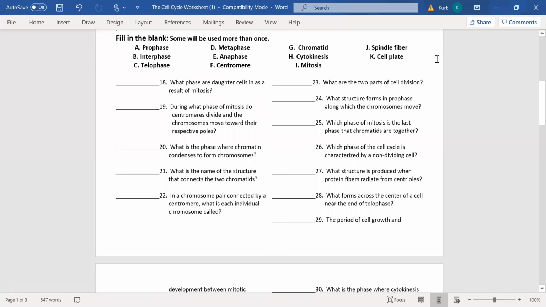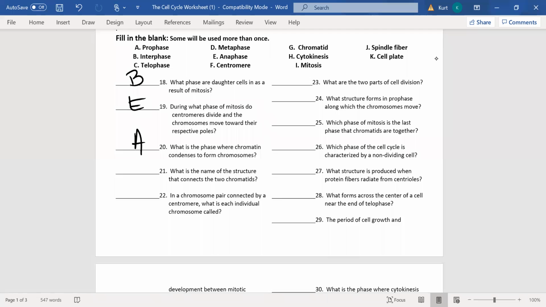Now, fill in the blank. Some will be used more than once. What phase are daughter cells in as a result of mitosis? That would be interphase. During what phase of mitosis do centromeres divide and the chromosomes move towards their respective poles? E, anaphase. What is the phase where chromatin condenses to form chromosomes? A, prophase.